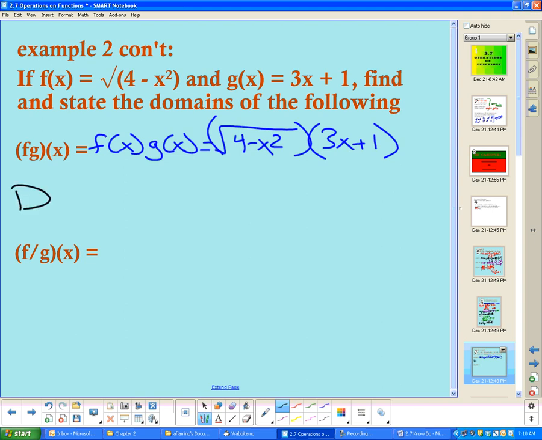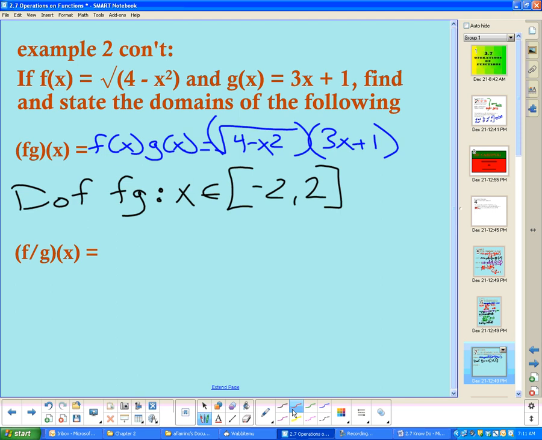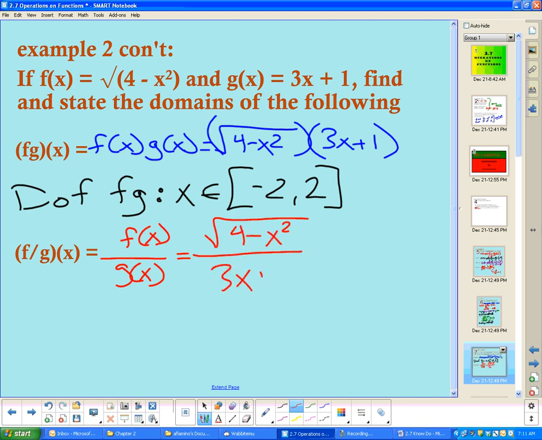And then the domain of the function would be, oops, let me write it correctly. So I have the domain of fg, f times g, is going to be the same as it was before. Finally, f divided by g of x, the f of x divided by g of x equals the square root of 4 minus x squared, that's my function f, divided by my function g of x, 3x plus 1.